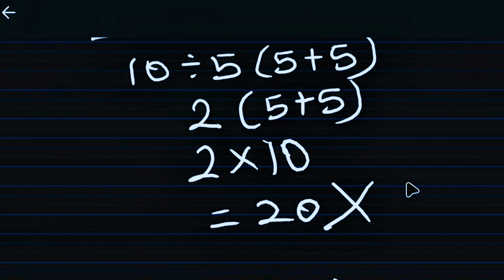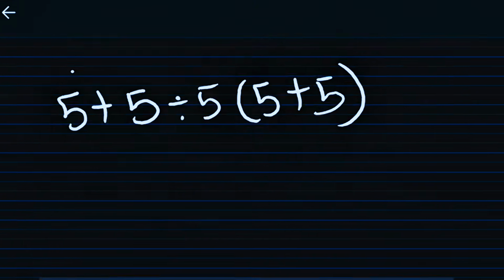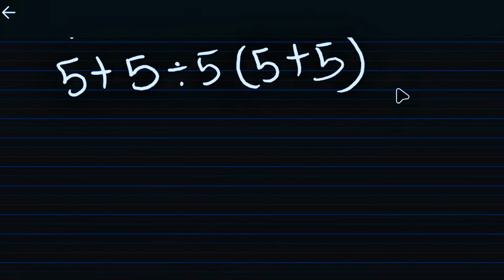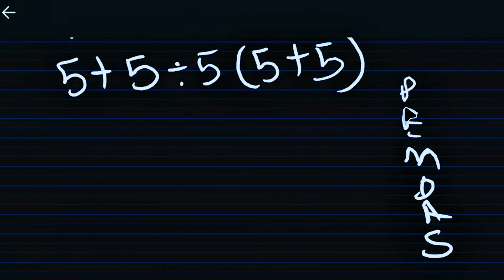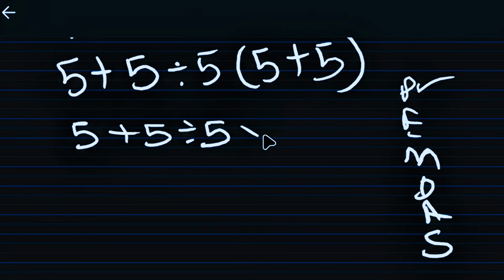But this is totally wrong, because according to the order of operations, which is PEMDAS, we have P, E, M, D, A, S, where P is parentheses, E is exponent, M and D are multiplication and division, and A and S are addition and subtraction. So the first thing we are going to attend to is parentheses. So we have 5 plus 5 divided by 5, then multiplied by 5 plus 5 equals 10.